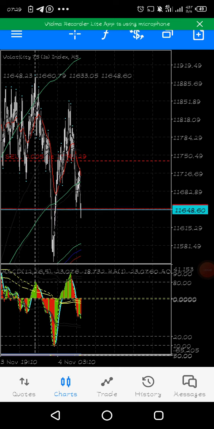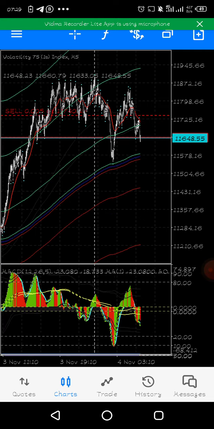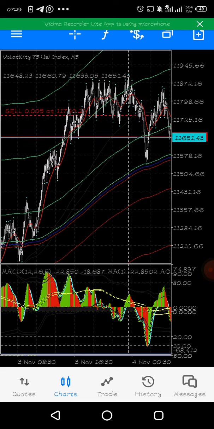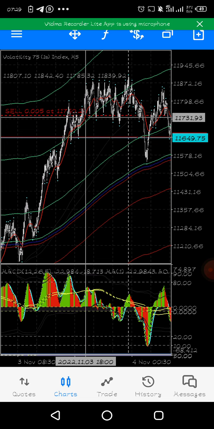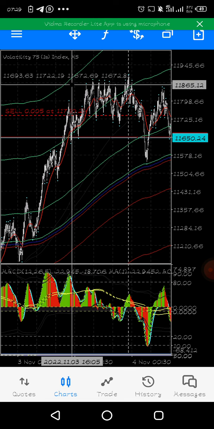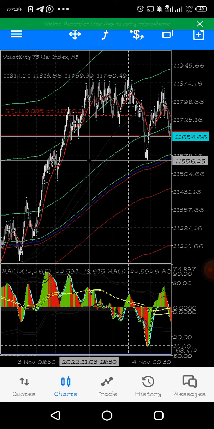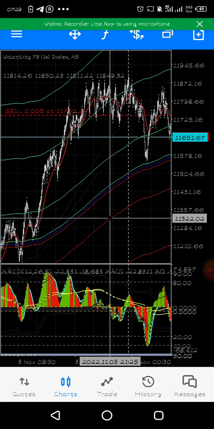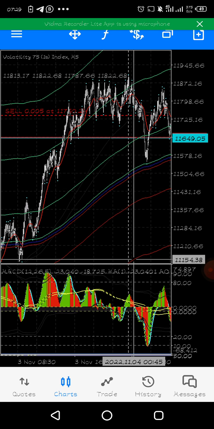I quickly want to show us how to draw support and resistance using envelopes on our chart. As you can see, all of these lines that you are seeing are envelopes, and this envelope serves as an area of support where markets can retest. Now let's examine this.